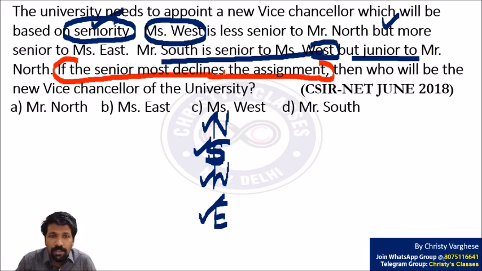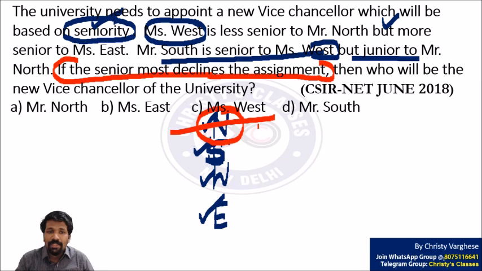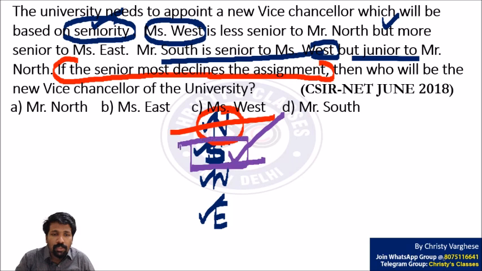If the senior most person declines the assignment, it means he doesn't want to become the VC. He is not interested at all. That means North is not interested at all to become the VC. He is denying the offer. As he is denying the offer, definitely the offer will go to the next senior most person. Next senior most person is South. So South is the answer. Option D, South is the answer.